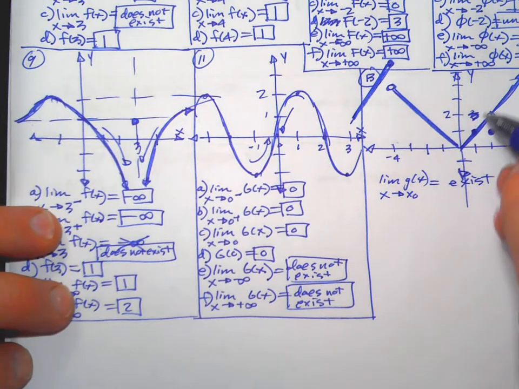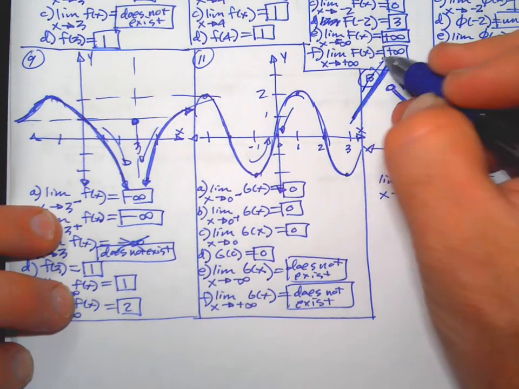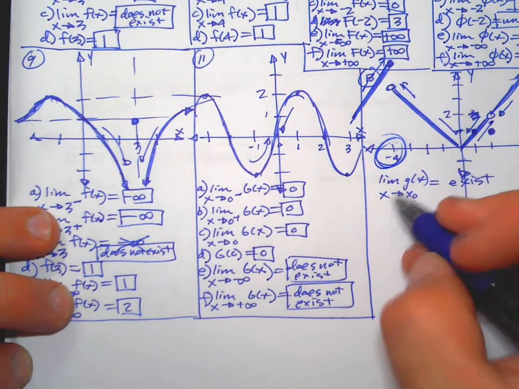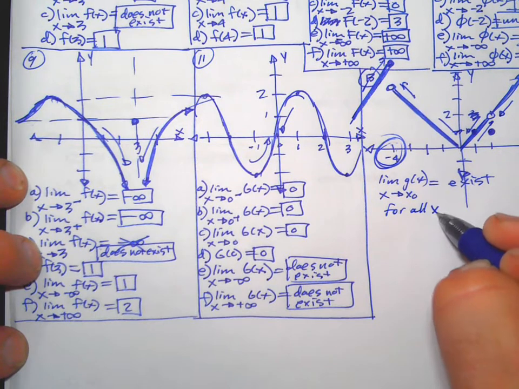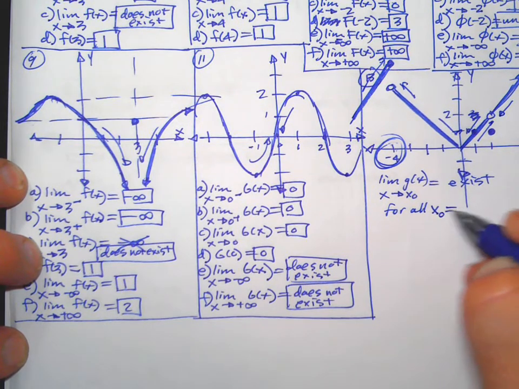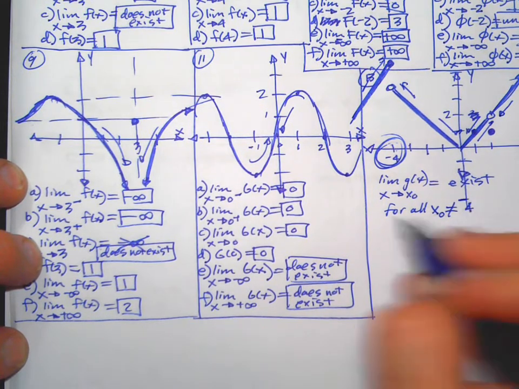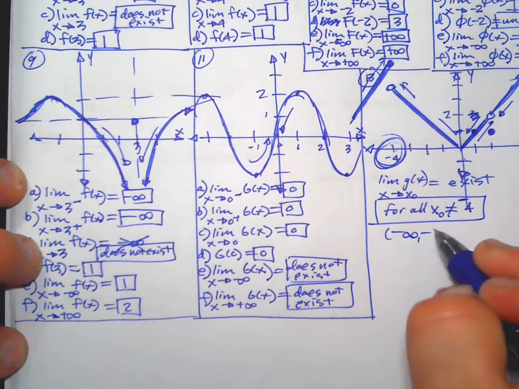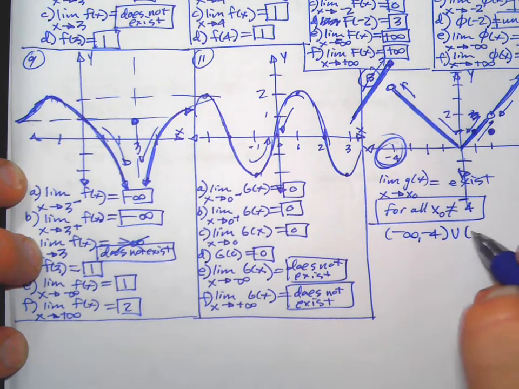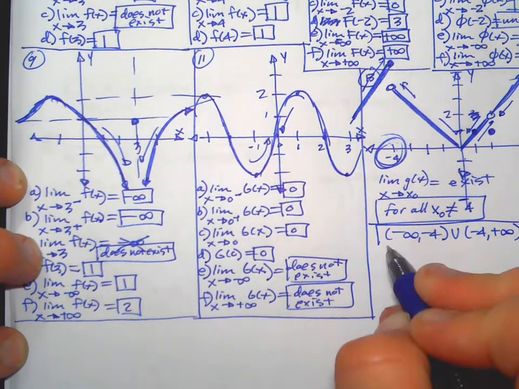Well, it exists here at this corner. It exists here at this hole jump. It exists everywhere else. It does not exist here, this one point only. So we could say for all x not equal to -4, you could write interval notation, negative infinity to -4, parentheses, -4 to positive infinity. So not including -4. That's another way of writing the same thing.